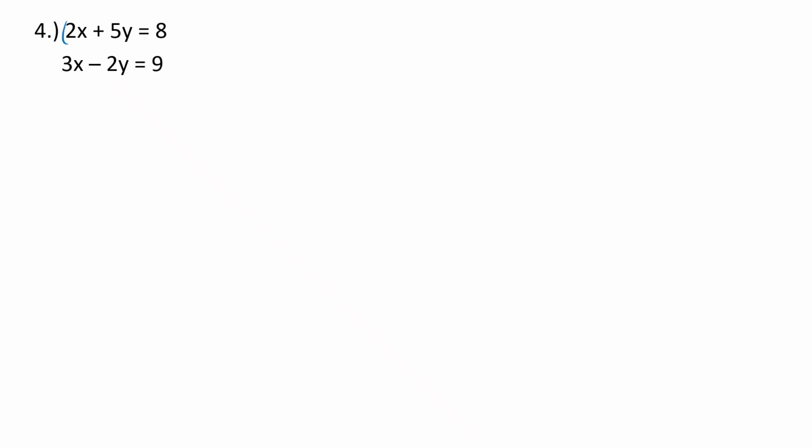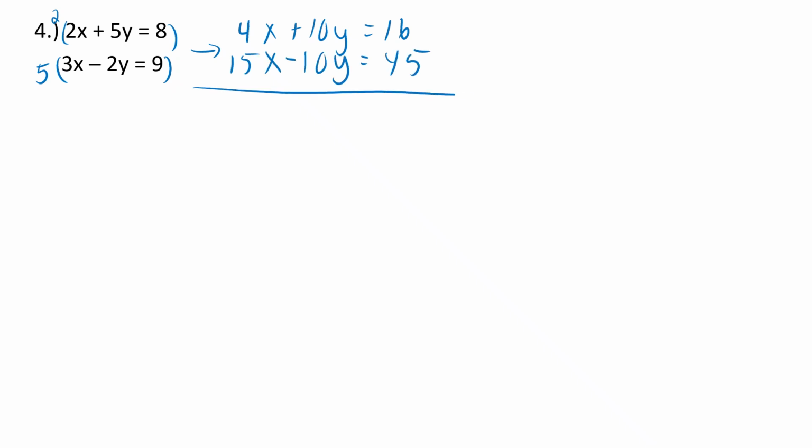And I can get there by multiplying the top equation by 2 and the bottom equation by 5. That will give me the 10. So we have 4x plus 10y is equal to 16, and 15x minus 10y is equal to 45. 4x plus 15x is 19x, and then 10y plus negative 10y is 0.